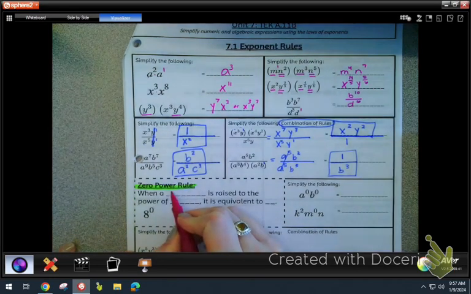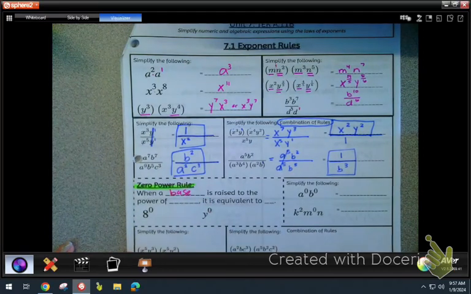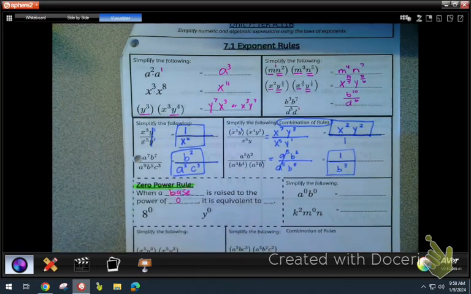When a base, everyone with me? Base is the first blank. When a base, whether it's a base that is a number, a base that is a variable, whatever base, if it is raised to a power of 0, if the exponent is 0, then it is equivalent to, what do y'all think? 1. Let's test it out. Okay?